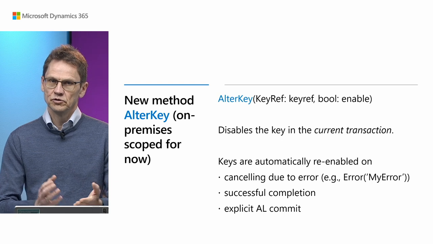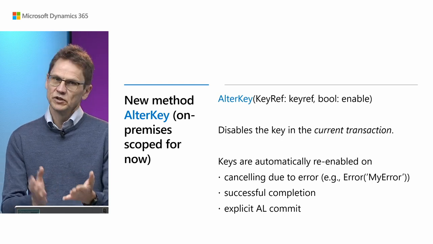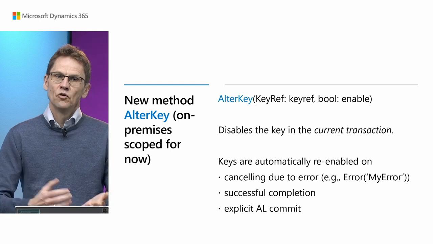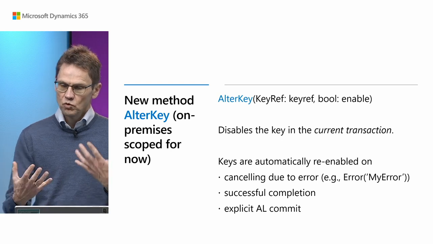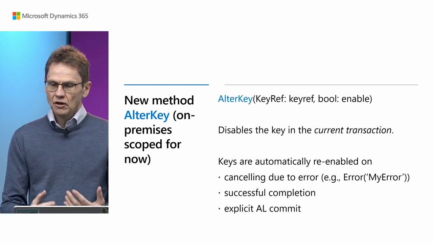That can either be due to the transaction being cancelled due to an error, in which case the transaction is rolled back, or unsuccessful completion, or an explicit AL commit. So why aren't we just opening this up always? Well, it's not always a good idea because the index needs to be rebuilt again afterwards when it is re-enabled. So it is only viable when you need to delete a lot of data. This has allowed us to speed up the deletion of changelog entries significantly, and hence allowing our customers to clean up those tables.